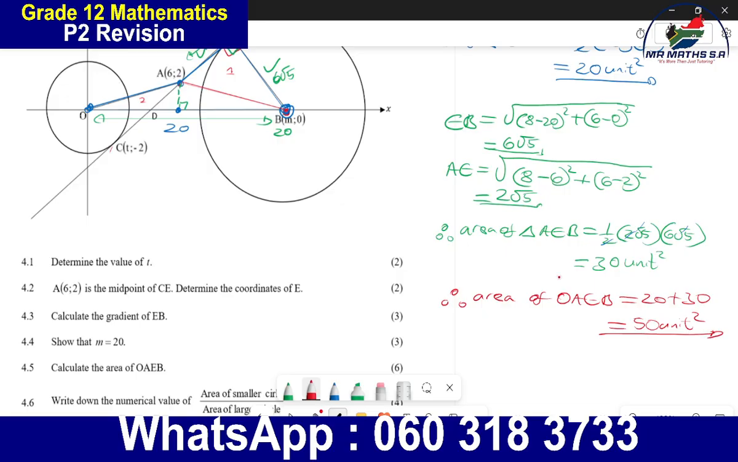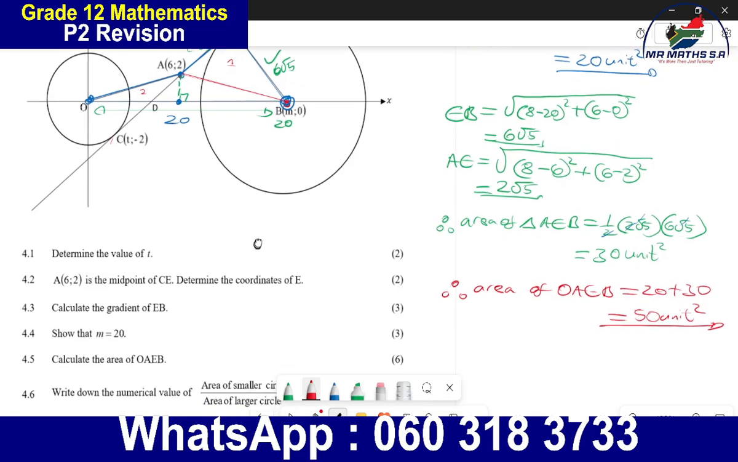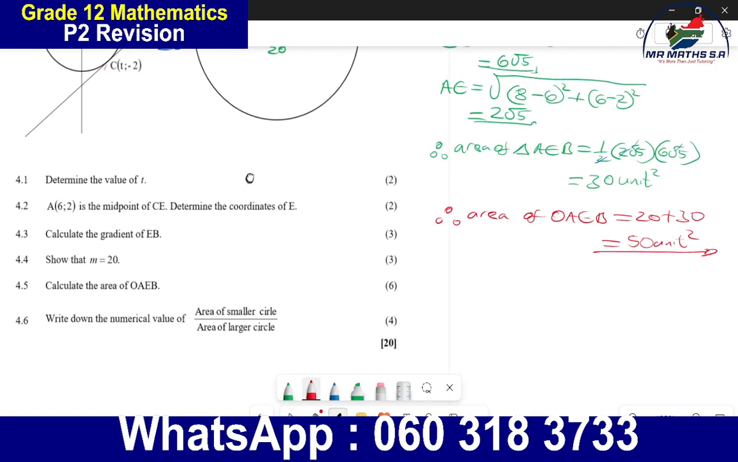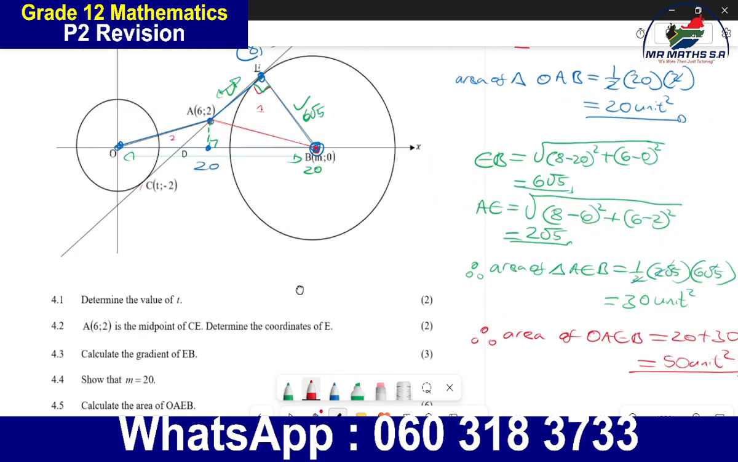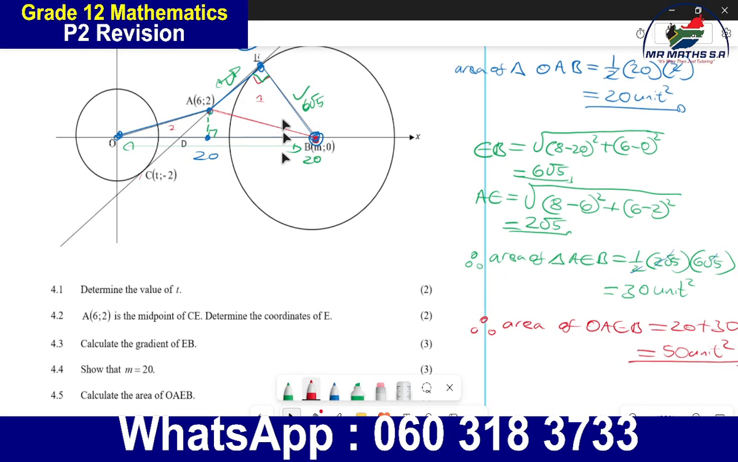Did we get this one right? So now I got 20 plus 60. Did you use the two areas, splitting it like this, or did you split it another way? Then say triangle OAB plus area of triangle EAB. So how did you get the area of EAB? Did you use these distances we wanted, or how did you calculate it?